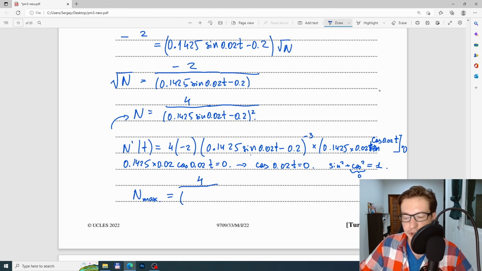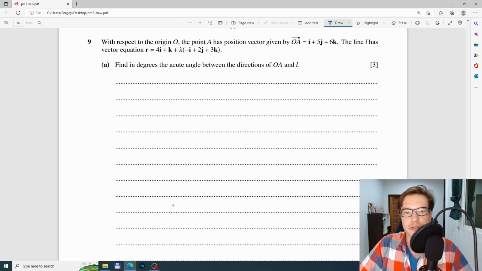Which is going to be 4 over (0.1425 minus 0.2) squared. And that equals 1,209.8. And as a final answer, I will state 1,210. The next question is about vectors.